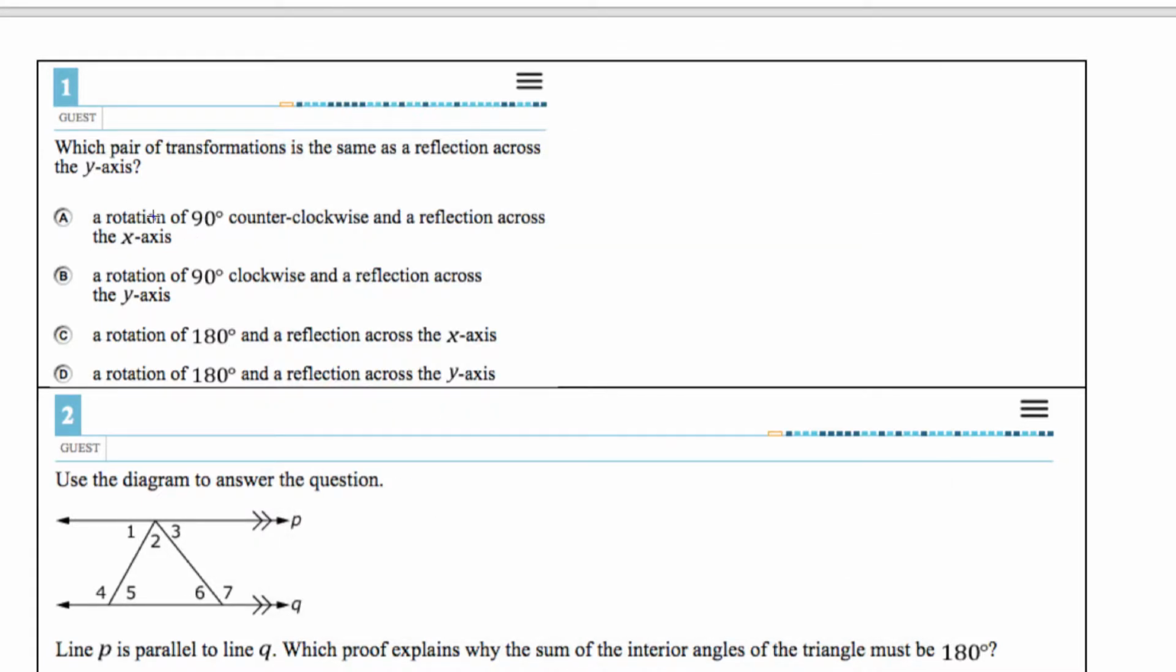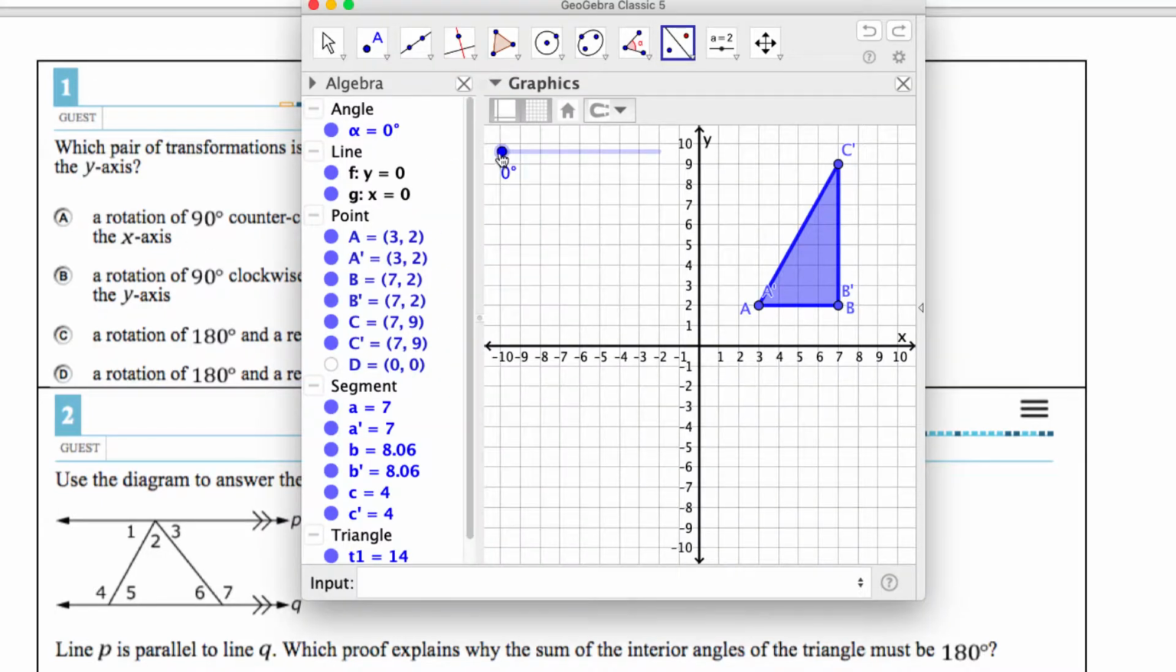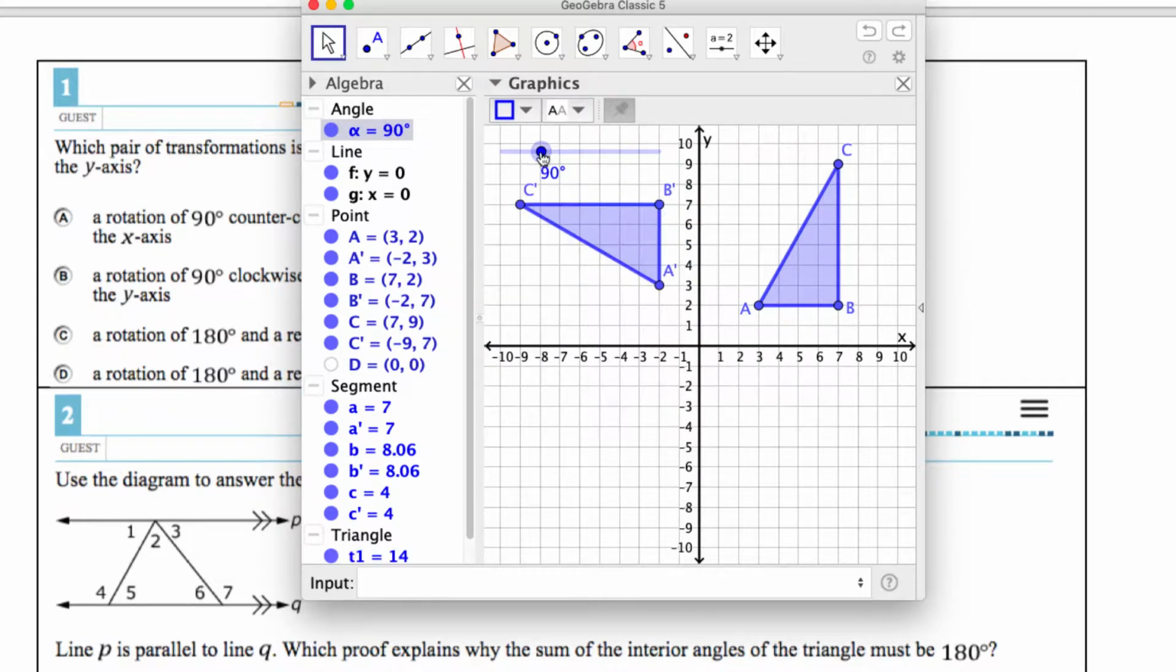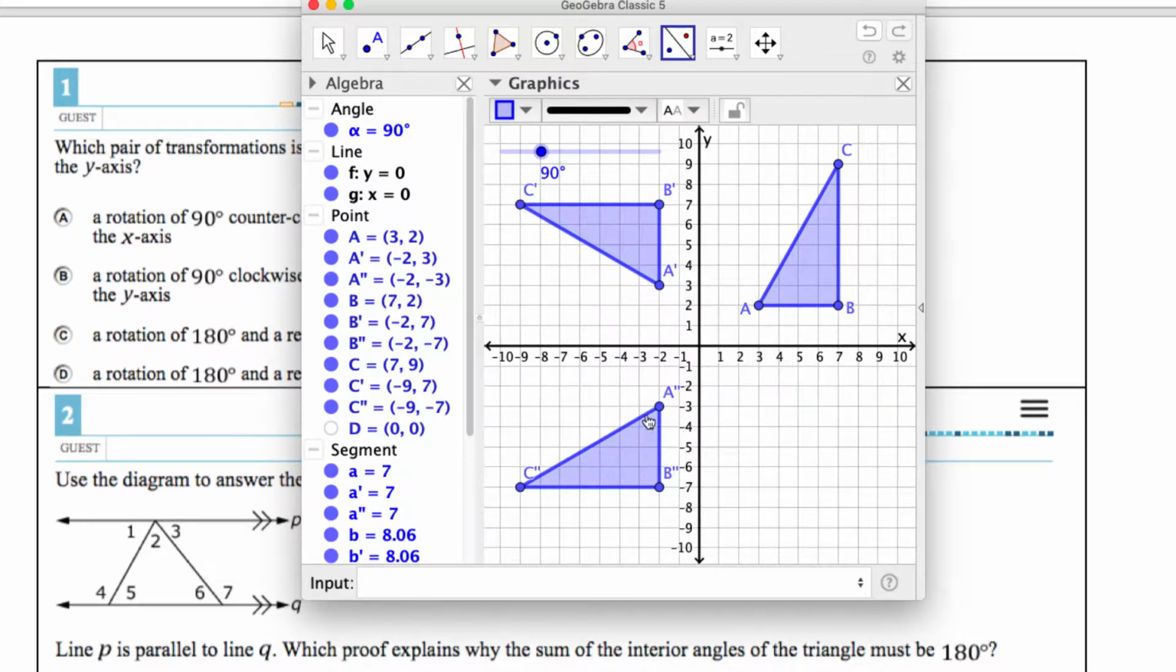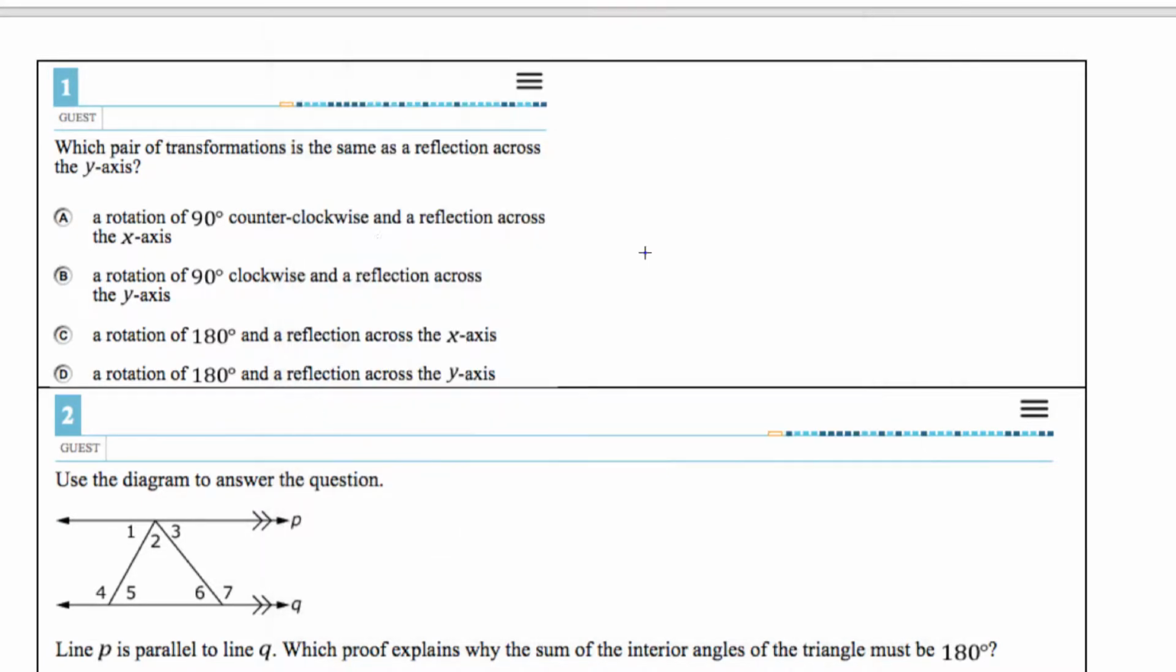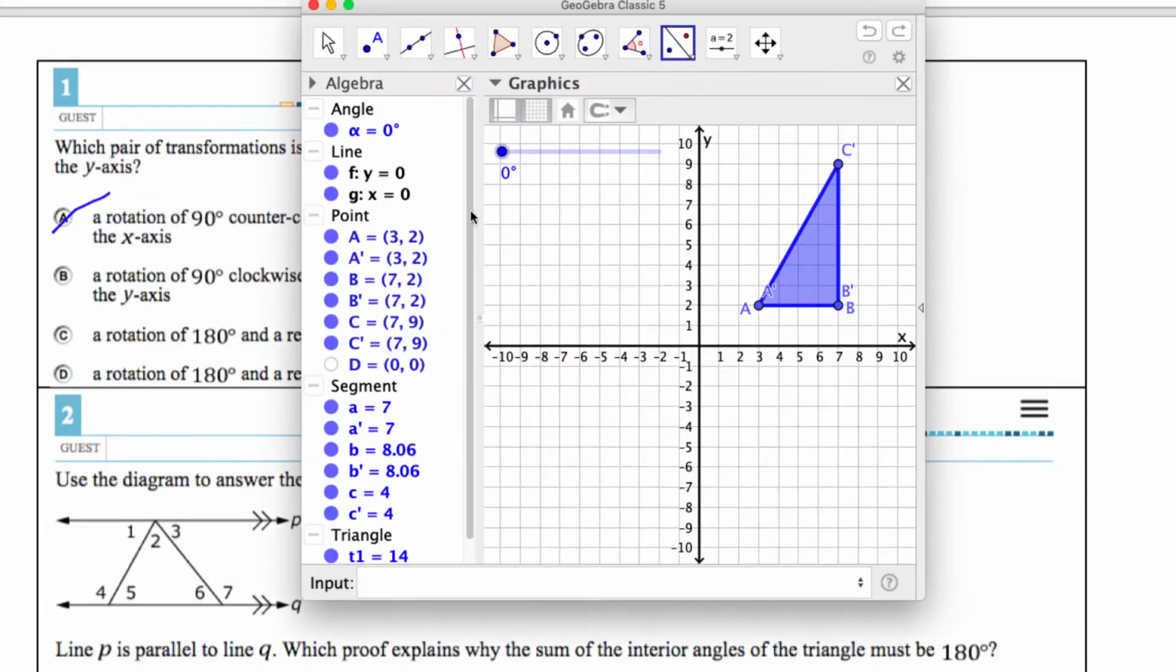Let's try the first one, a rotation of 90 degrees counterclockwise and then a reflection across the x-axis. So rotate 90 degrees and then reflect over the x-axis. That is not going to work. So that's going to end up down there. We want to do that, so let's go back. It's not a rotation of 90 degrees counterclockwise. So let's go ahead and change.